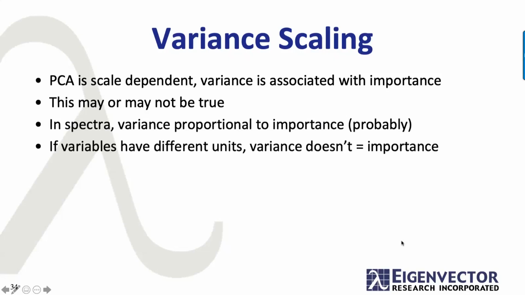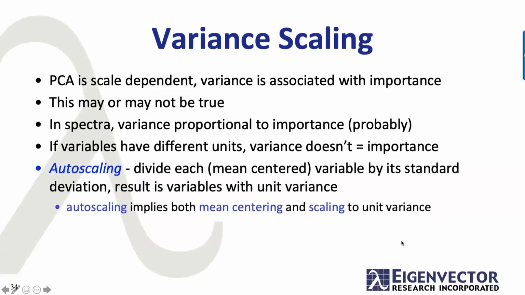If your variables have different units, then you usually can't say that. That's like if you have a set of engineering variables where you've got temperatures, pressures, concentrations all in one matrix. When they're in different units, then you can't really say that variance is proportional to importance. Auto scaling is where you divide each mean-centered variable by its standard deviation. The result is variables with unit variance. And auto scaling really means that you've done both mean centering and scaling to unit variance.